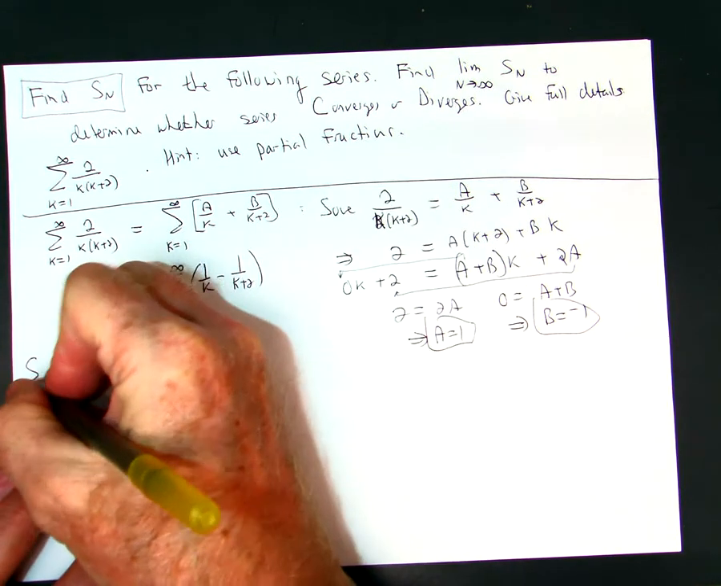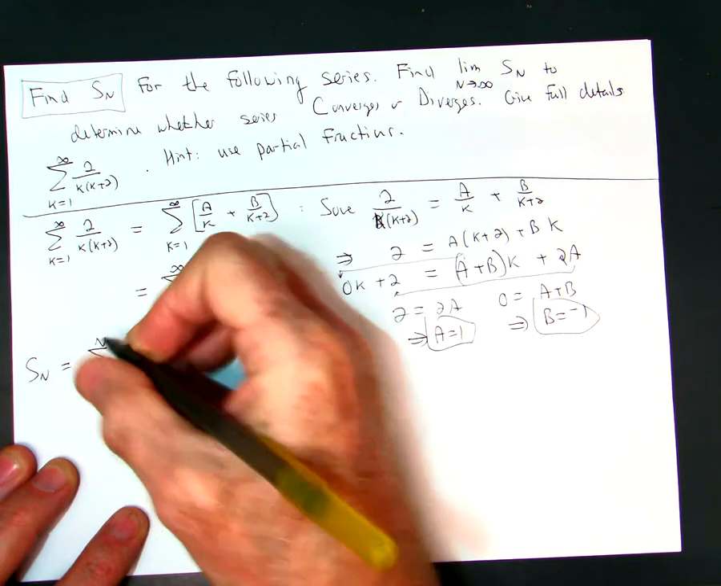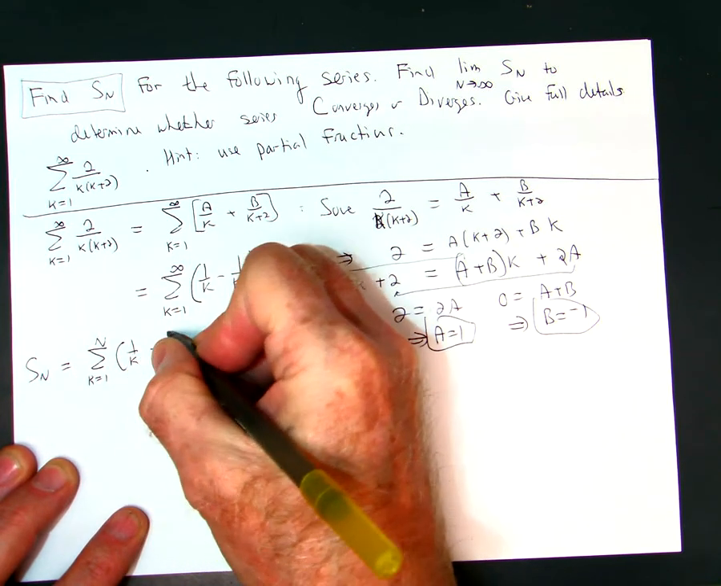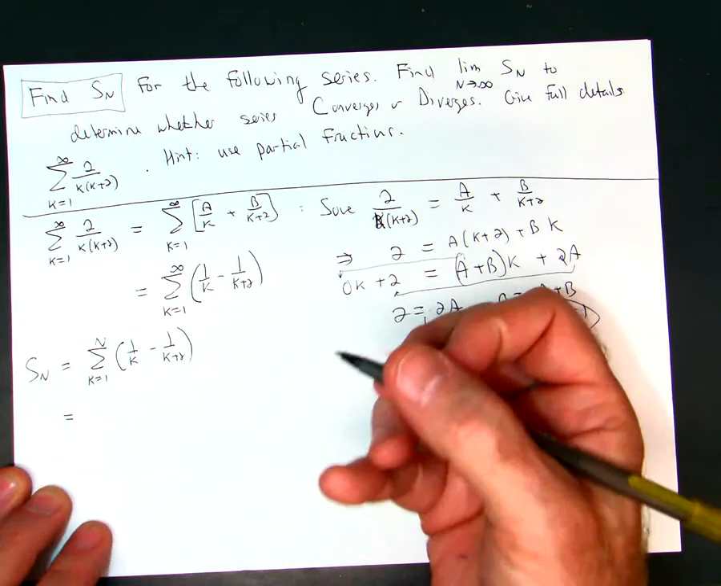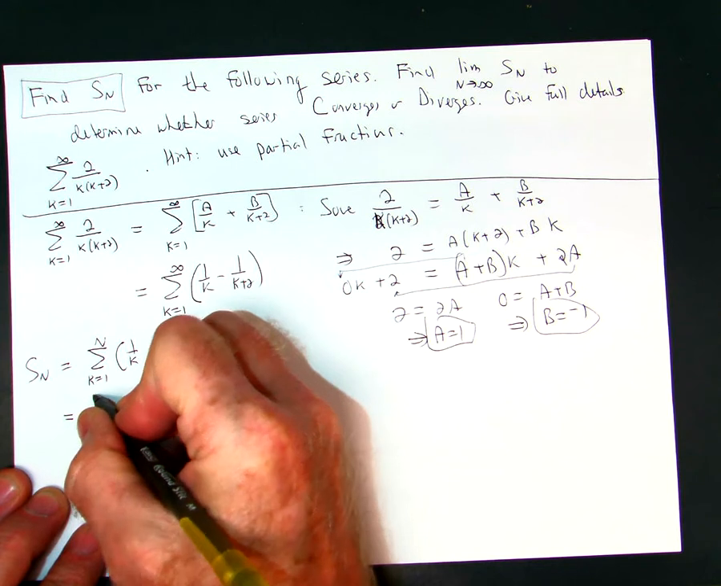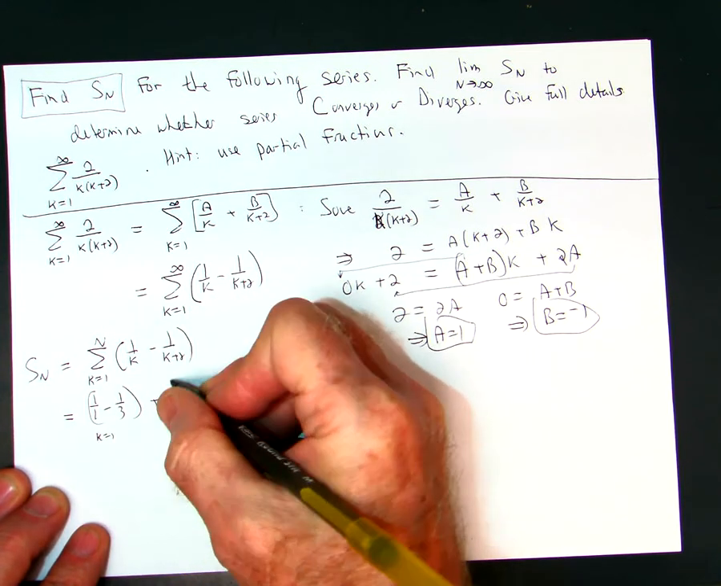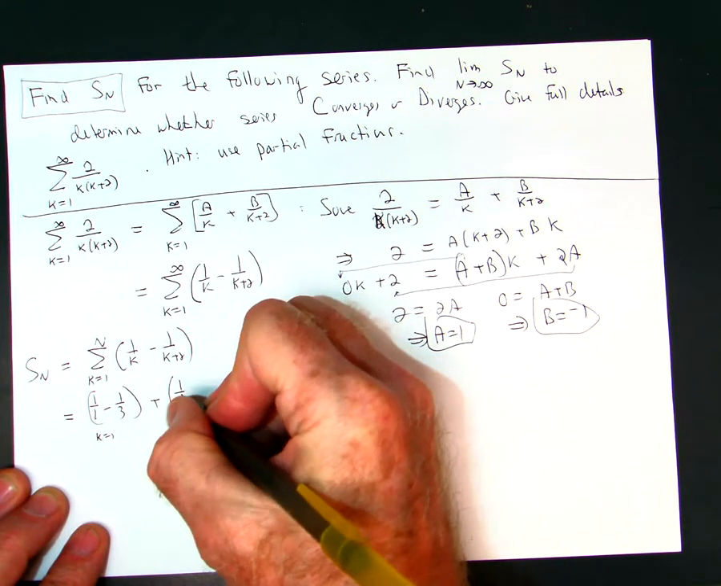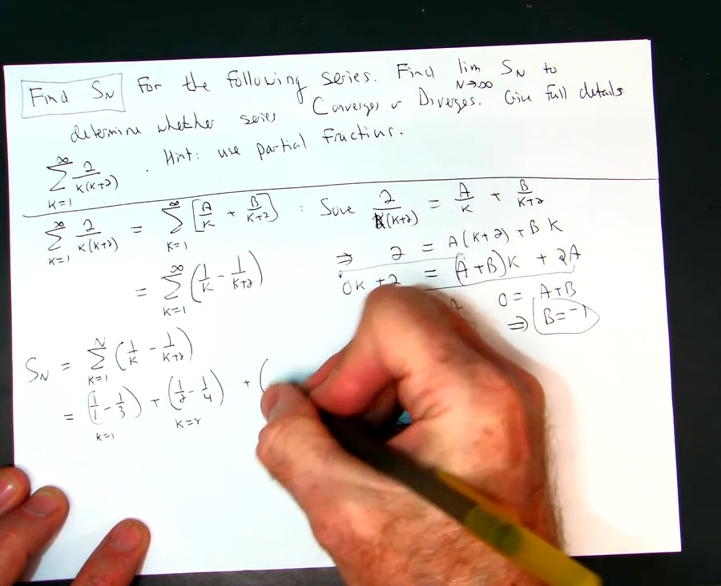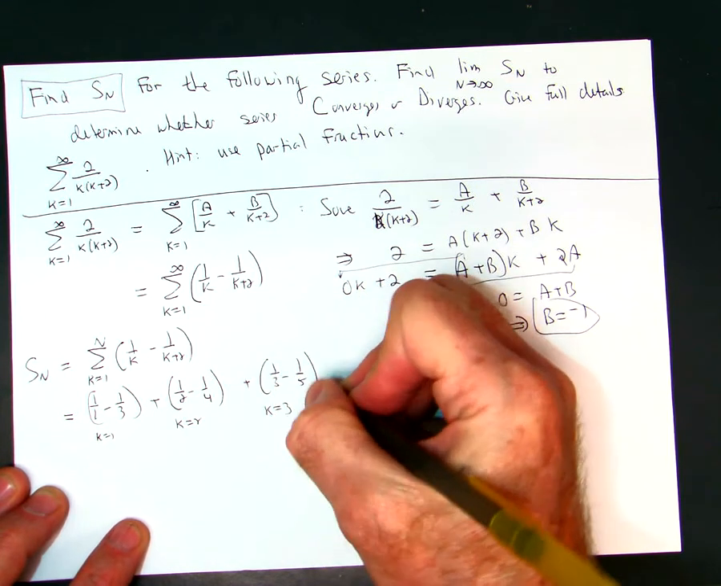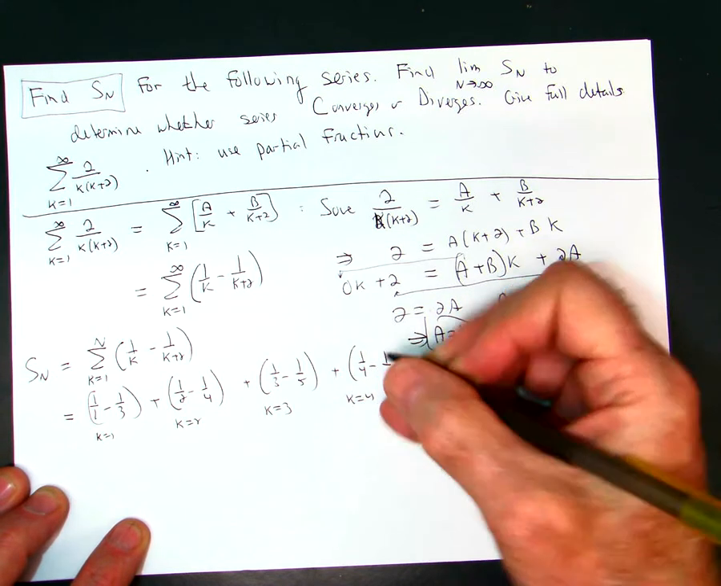Now Sn is just the first n terms of the series, and I'm just going to write out a few terms. When k is equal to 1, I get 1 over 1 minus 1/3. When k is equal to 2, I get 1/2 minus 1/4. When k is equal to 3, 1/3 minus 1/5. I'm going to write one more. When k is equal to 4, I get 1/4 minus 1/6.